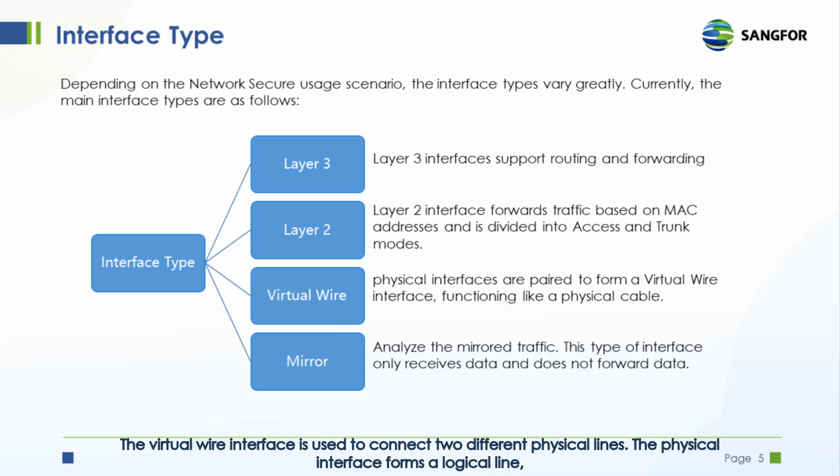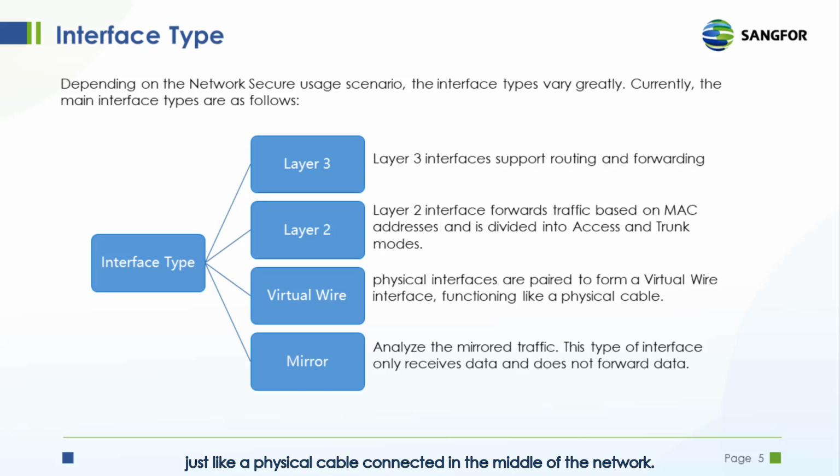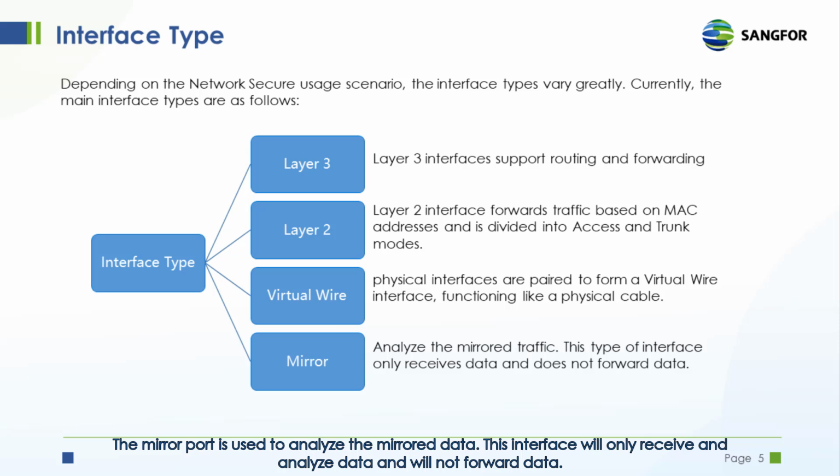The virtual wire interface is used to connect different physical lines. The physical interfaces form a logical line, just like a physical cable connected in the middle of the network. The mirror port is used to analyze the mirrored data. This interface will only receive and analyze data and will not forward data.